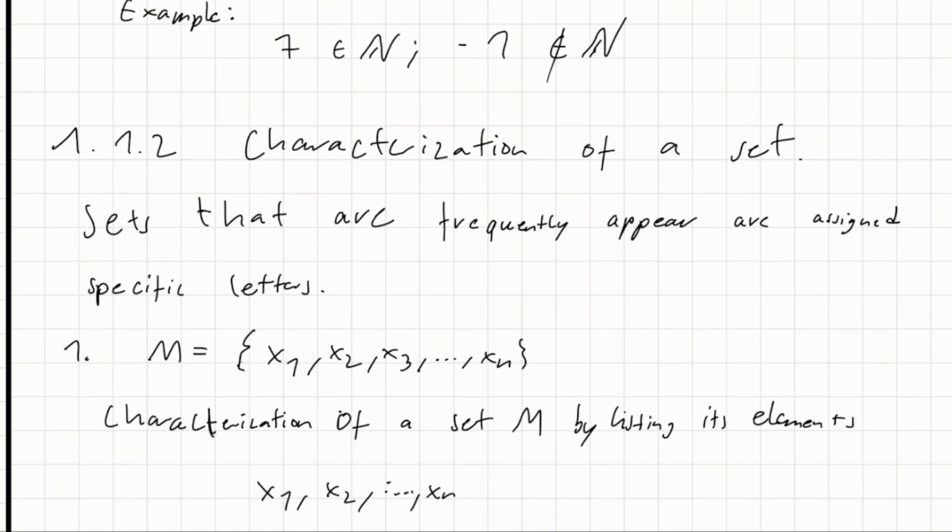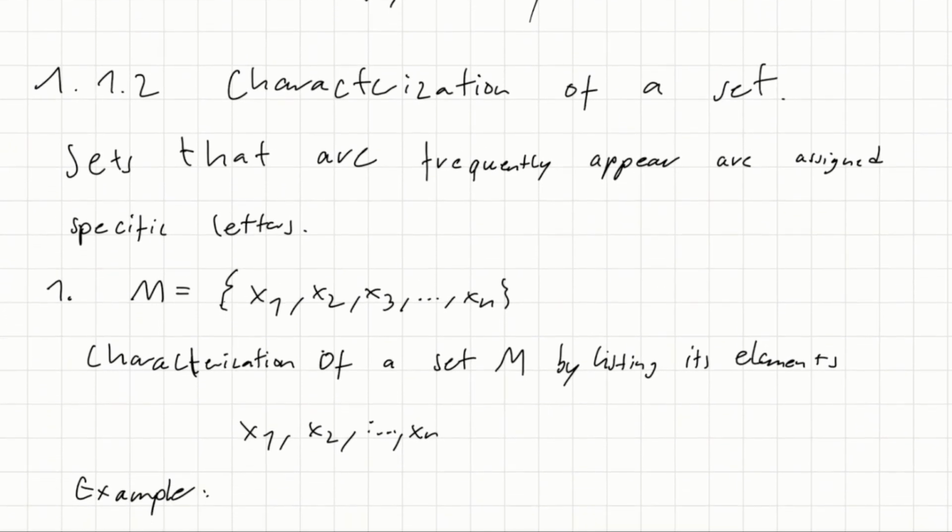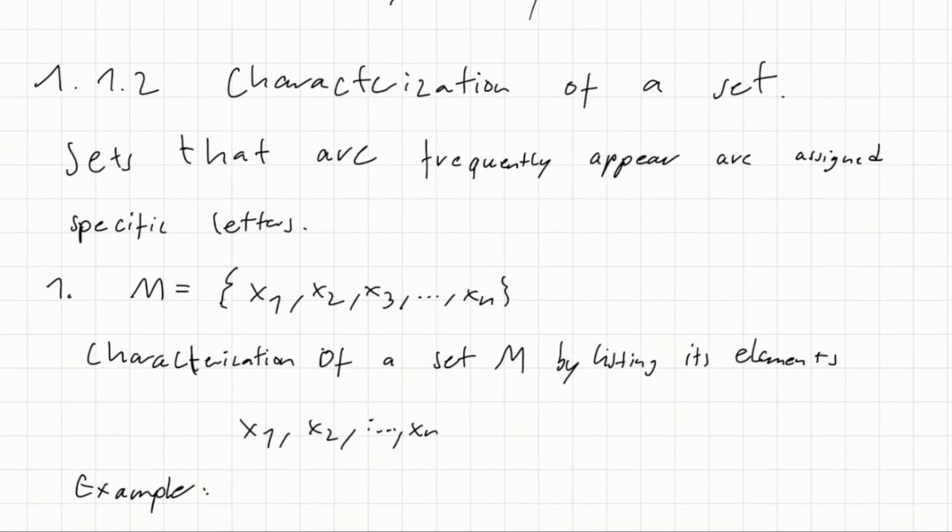Characterization of a set. Sets that frequently appear are assigned specific letters. For example, in math papers you will see this a lot. The basic letter for a set is M, and here you see that M is defined as x1, element 1, element 2, element 3, and so on until element n. This is a characterization of a set M by listing its elements.